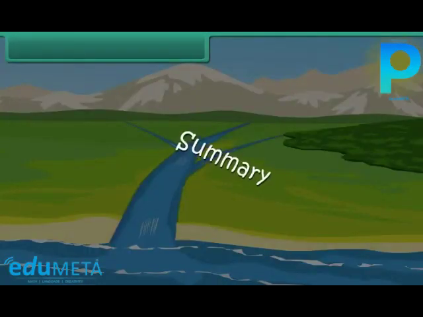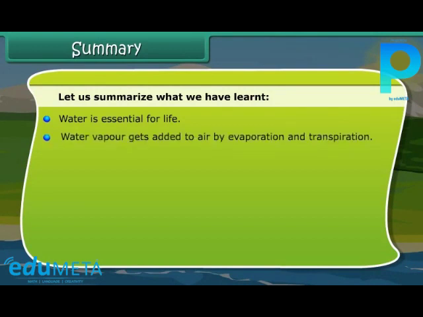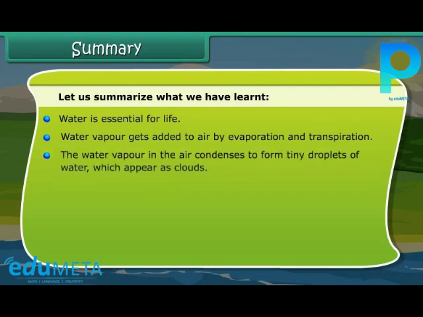Summary. Let us summarize what we have learned. Water is essential for life. Water vapor gets added to air by evaporation and transpiration. The water vapor in the air condenses to form tiny droplets of water, which appear as clouds. The tiny droplets come together and fall down as rain, snow, or hail.